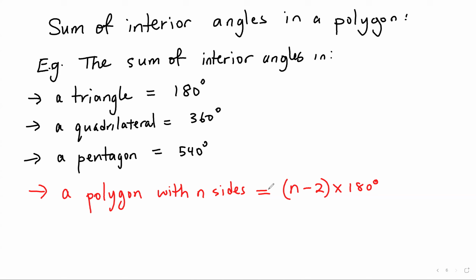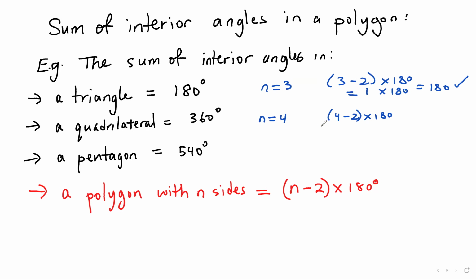All right. To test if this formula is correct, I'm going to check it for each of these. So a triangle, for example, has three sides, right? So n in this case is equal to 3. Let's see if that works out with the formula. That would be 3 take away 2, multiplied by 180, which is 1 times 180, which is 180. So it works there, right? In a quadrilateral, n is equal to 4. So it'll be 4 take away 2 times 180, which is 2 times 180, which is 360. So it works here as well.